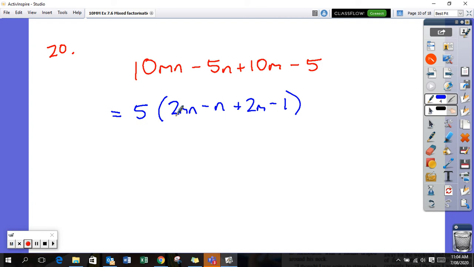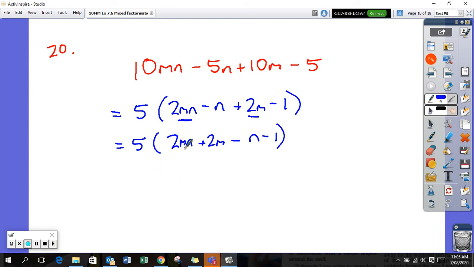Okay, now what I'm going to do is I'm going to put the m terms together. So 5 bracket 2mn plus 2m minus n minus 1. Now, it's sort of just evolving, okay? We're just seeing bits of it. It's a little bit confused by these minuses, okay?